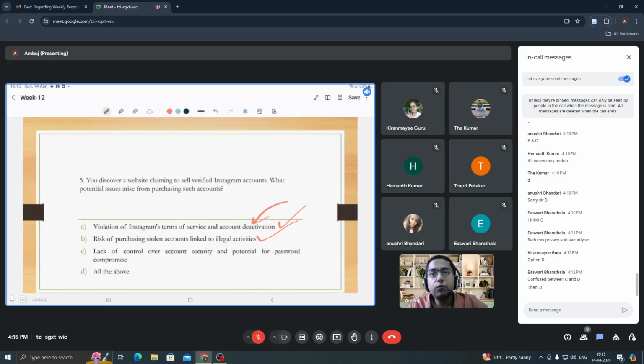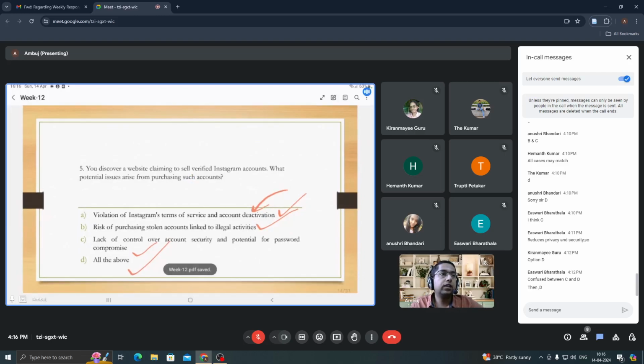And option C was lack of control over account security and potential for password compromise. Lack of control over account security. Yeah, definitely. Since you have bought it from somebody else, he would be having the primary SIM card or primary phone number or the primary referential detail to that particular account. So anytime he can change the password, or he can compromise the password. So definitely he would be having the primary control, not you. So that is why C would be correct.